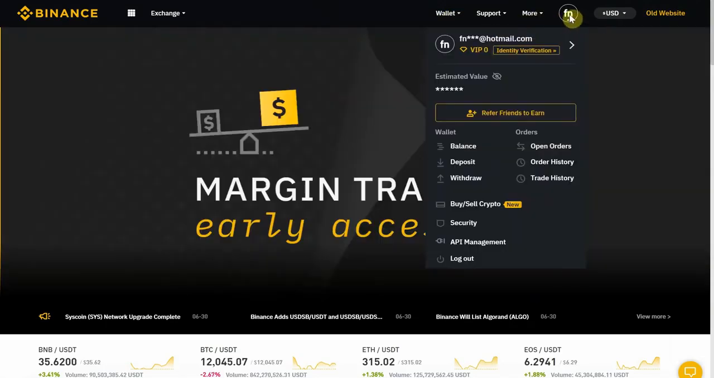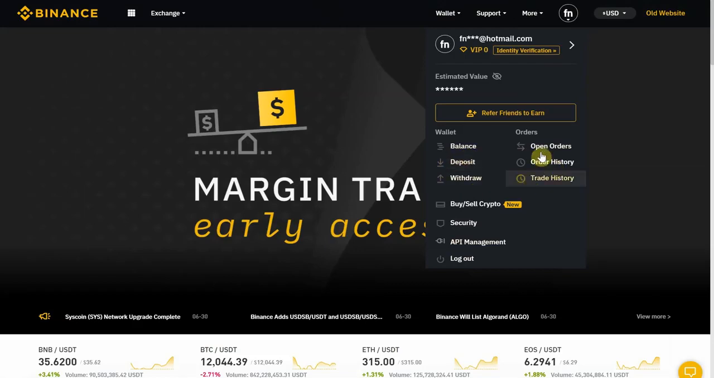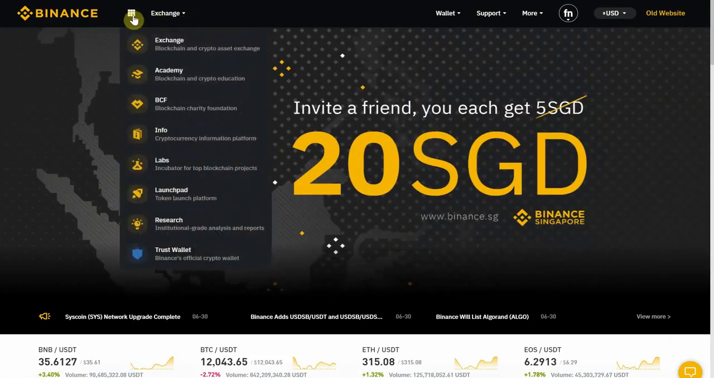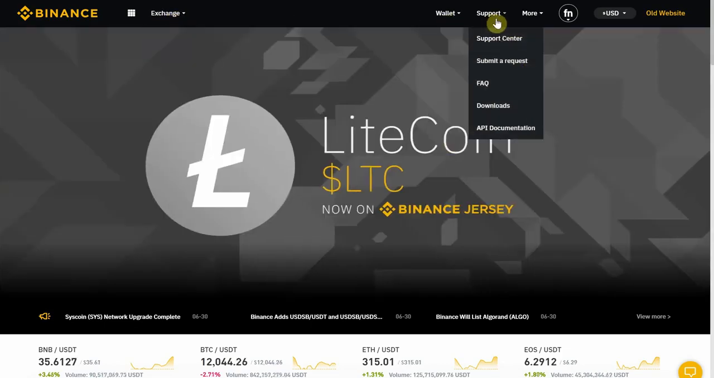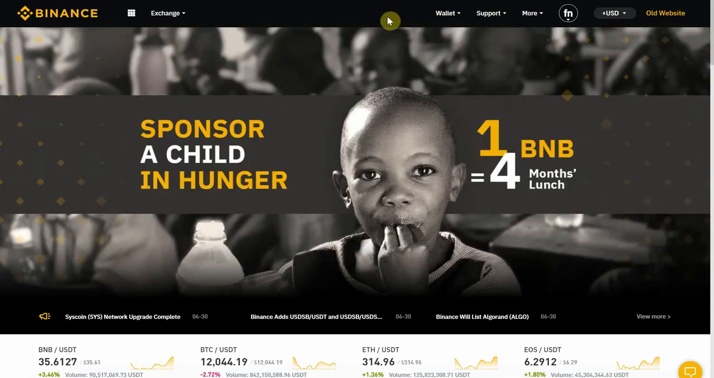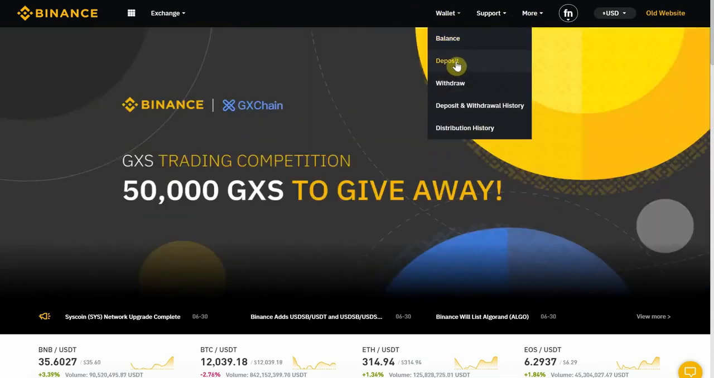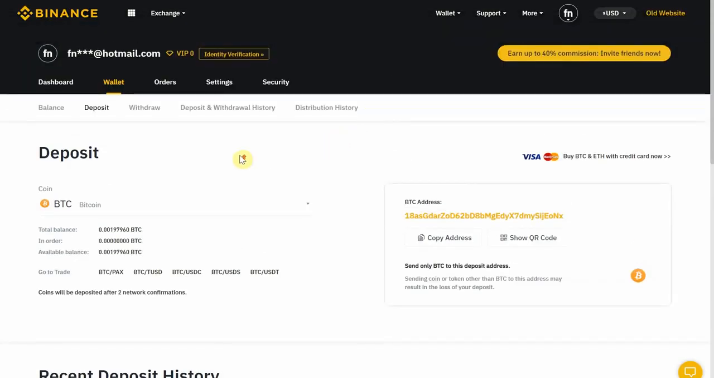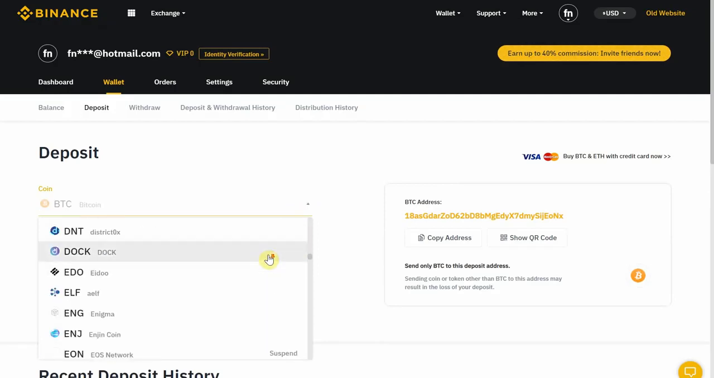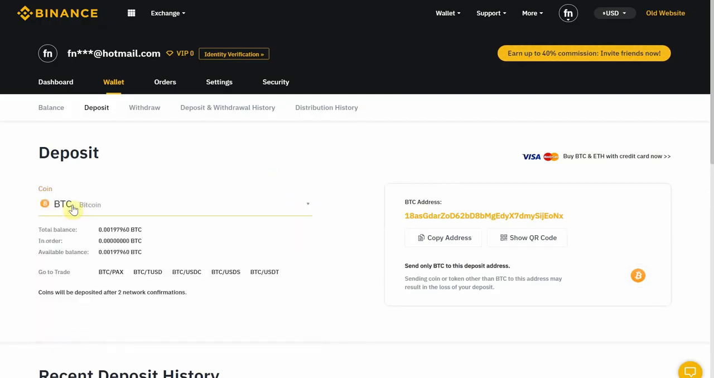So I'm already logged in. You have my account information here, along with some shortcuts. This is the same as I showed you before: the exchange, wallet, support, and more. I'm going to go ahead and select the deposit. So over here you have the coin selection.